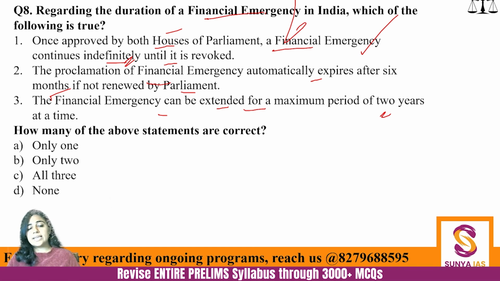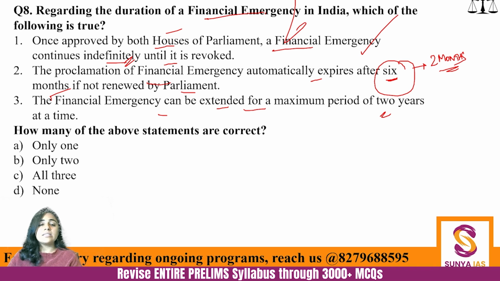And the second statement, the proclamation of financial emergency automatically expires after approval of 6 months. No, 6 months is a lot of time. Even here it is 2 months. So regarding emergency, just remember that only for national emergency, the condition is now 1 month. Otherwise, for the president's rule and the financial emergency, the condition remains 2 months. Please make a note for financial emergency, the notes which you are going to remember in your final times.